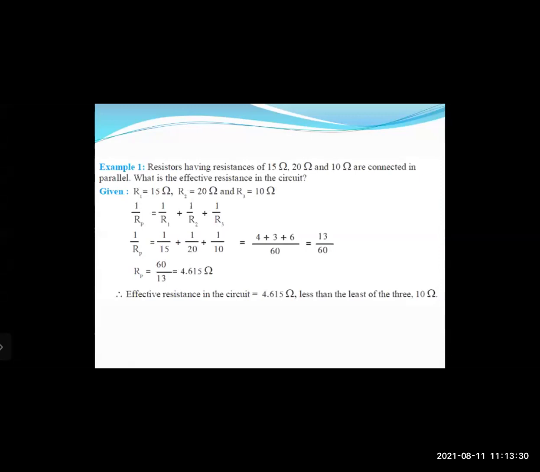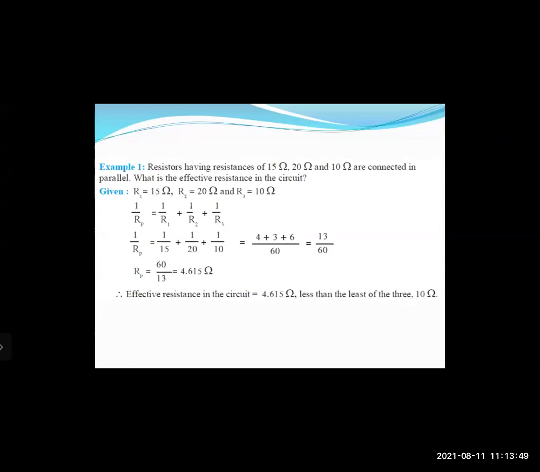What is the effective resistance of the circuit? So first of all, you are going to write down R1, R2, and R3 as given. So we'll have R1 equals 15 ohms, R2 is equal to 20 ohms, and R3 equals 10 ohms. Okay, and they have mentioned they are connected in parallel. So what is the effective resistance?